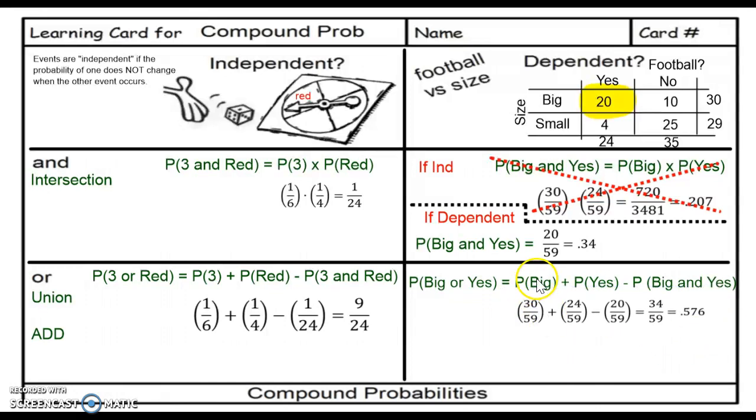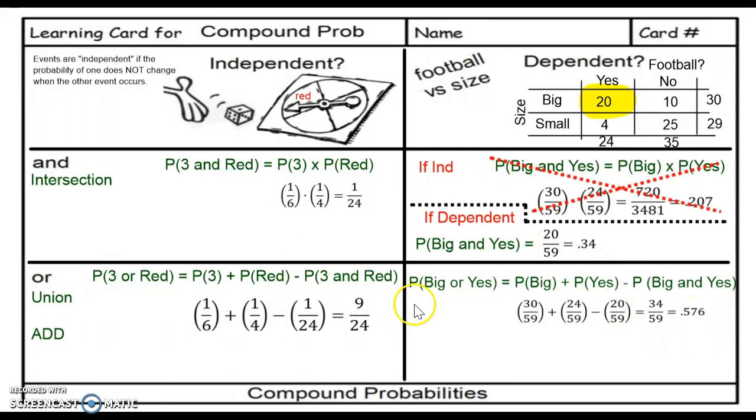The probability of being classified as big is 30 out of 59, plus the probability of saying yes to football, you play football, 24 out of 59, minus the probability of both, big and yes, which we just found right here was 0.34 or 20 out of 59. That leads us to 34 out of 59, which is about 0.576 or 57.6%.